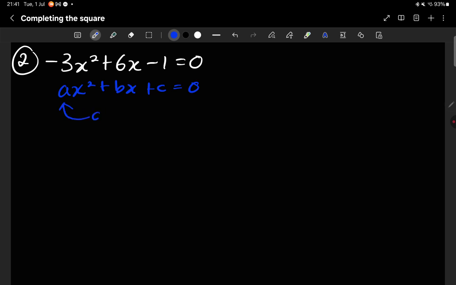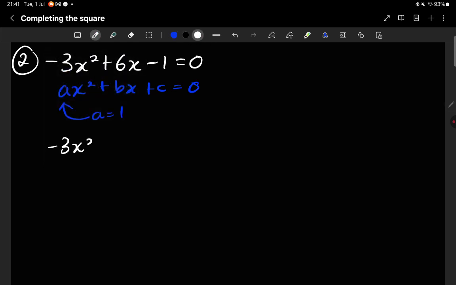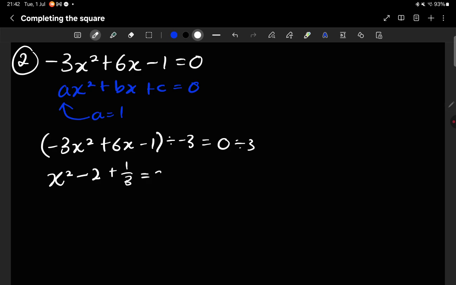Let me just rewrite this. Negative 3x squared plus 6x minus 1 is equal to 0. We're going to divide this whole equation by negative 3, and we will end up getting x squared. So 6 divided by negative 3 gives us negative 2, and negative 1 divided by negative 3 gives us 1 over 3. Great. Now our a is finally 1.